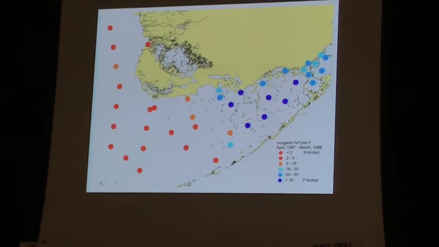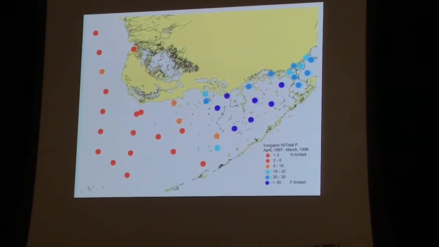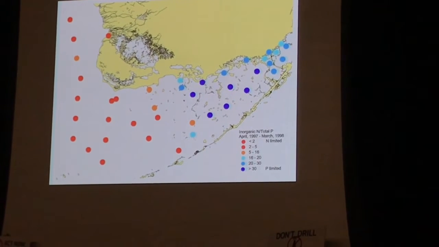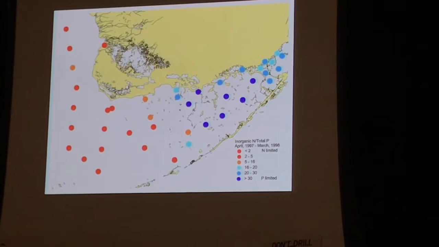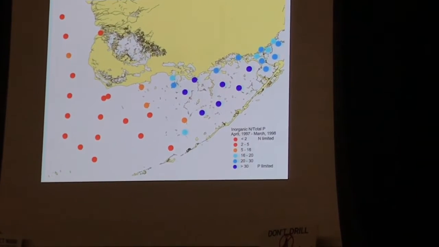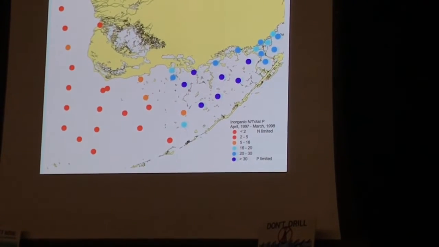And again, I've just plotted up the chemical data here. Blue dots indicate a high nitrogen to phosphorus ratio. There's excess nitrogen. What the plants are going to run out of first is phosphorus. It's called a phosphorus-limited ecosystem. And then the red dots over here indicate the opposite, a low nitrogen-phosphorus ratio. So it's excess phosphorus, and you're going to run out of nitrogen first.